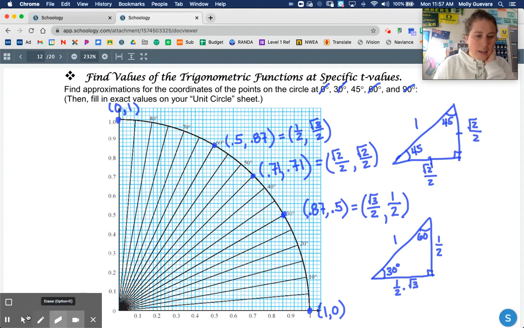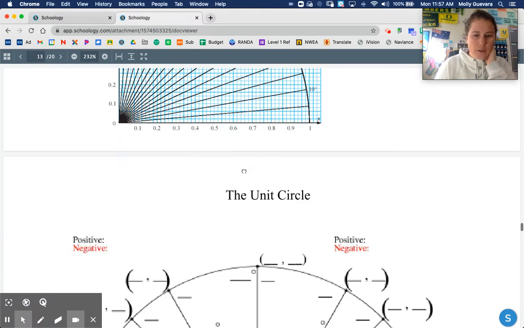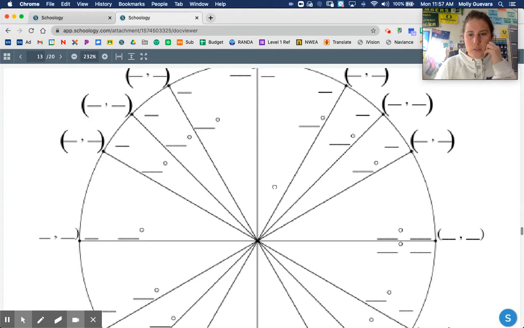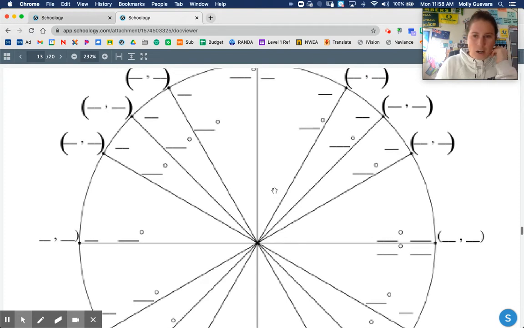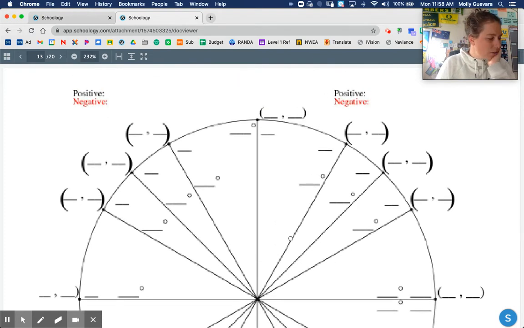Before I let you go and just do it for a little bit, oh, never mind. There was an extra line drawn on my unit circle that's not on here.